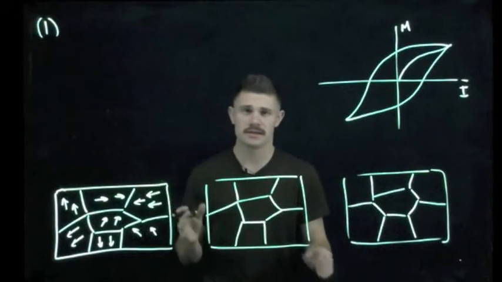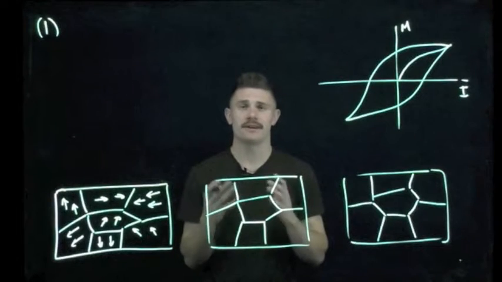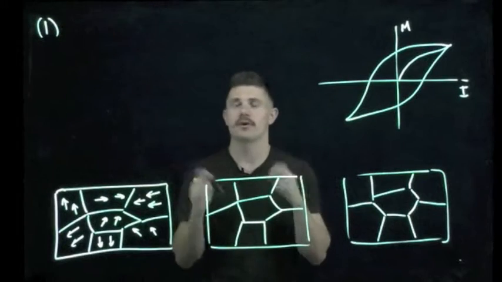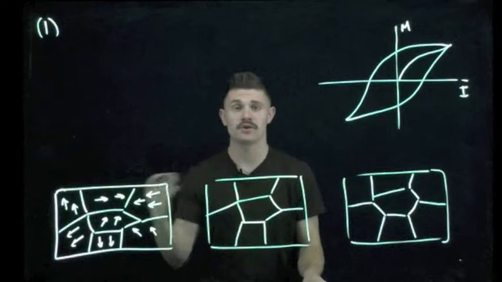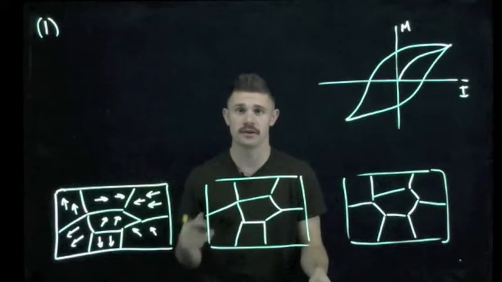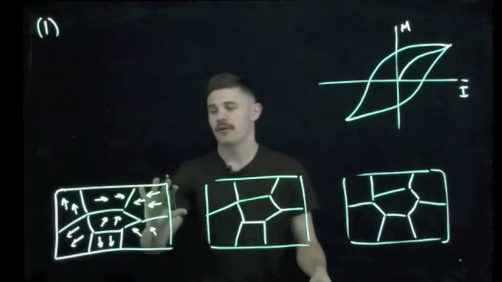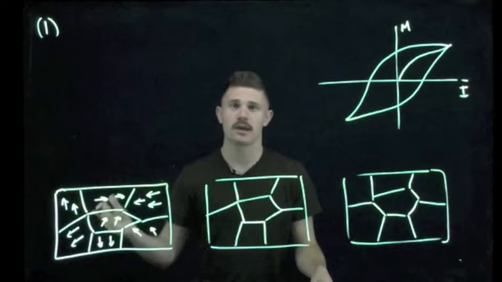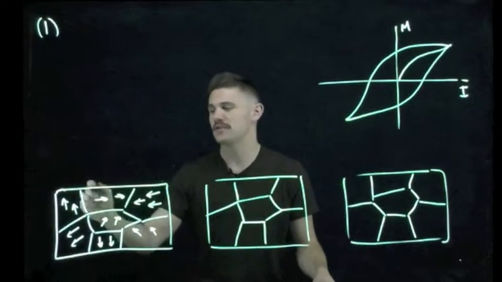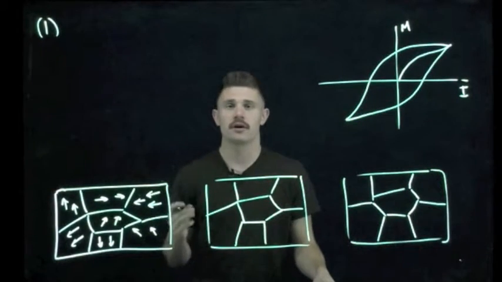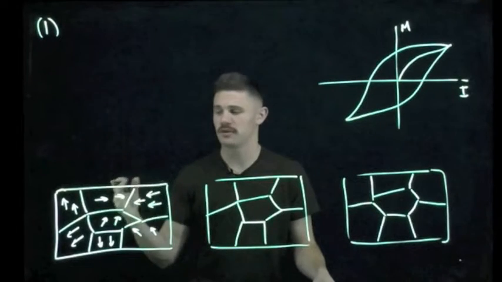What this means is that it's able to store magnetic information and remember that information as soon as you remove that applied field. How this works is we have our ferromagnetic material, and it's essentially made up of different domains. And in each of these individual domains, there are magnetic dipoles that are aligned with each other.